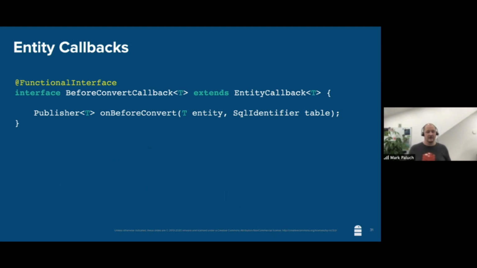Let's take a look at an example entity callback. Entity callbacks are single abstract method interfaces, so-called functional interfaces, that get called with the entity, and they return a publisher of that entity. You can modify that existing entity or even return a new instance of that entity in your entity callback. And this is handy for a couple of things.